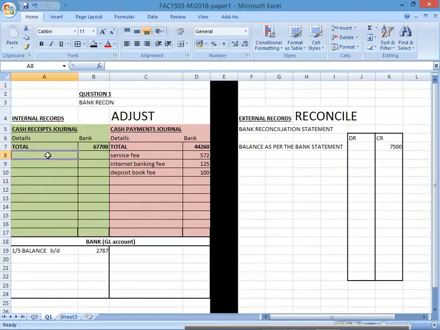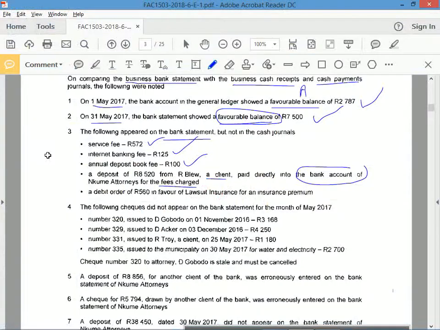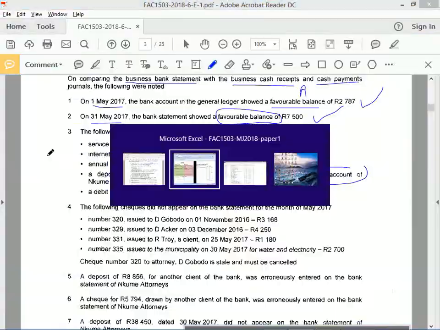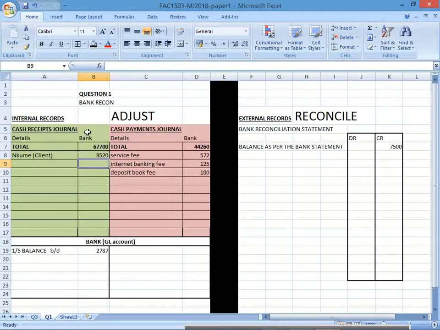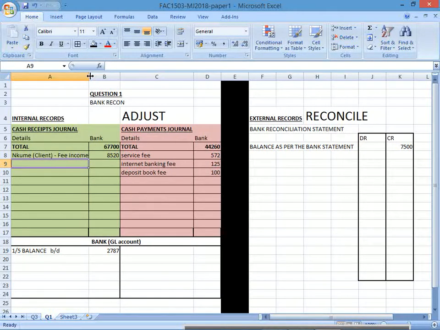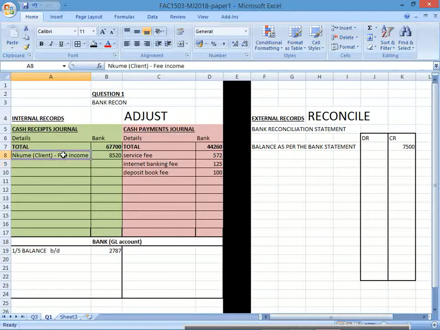It goes here. Nkumi, client, in brackets, for fees. You can even write fee income if you want to. I would think that would be fine. Okay, I like to use what's in the question, so I would add even more here, maybe fee income. You could even use that. If you've got space, you can add as much as you want there to be more specific.